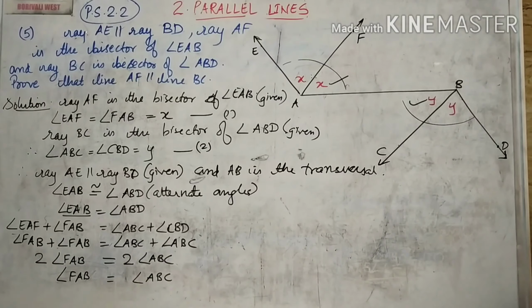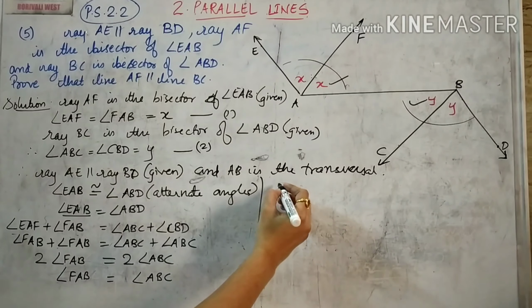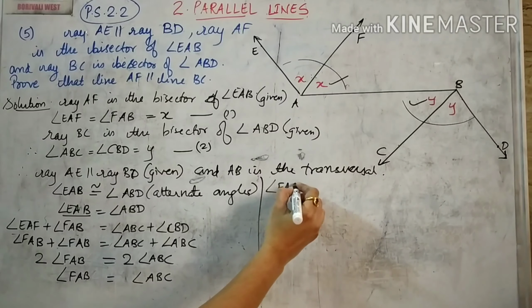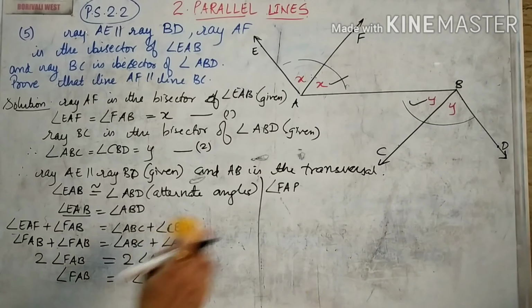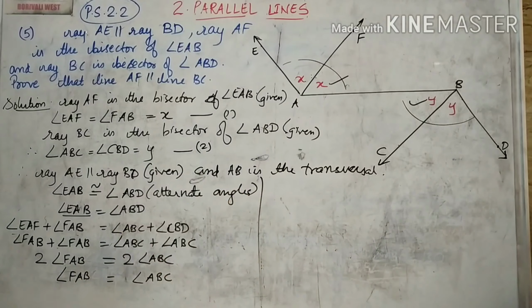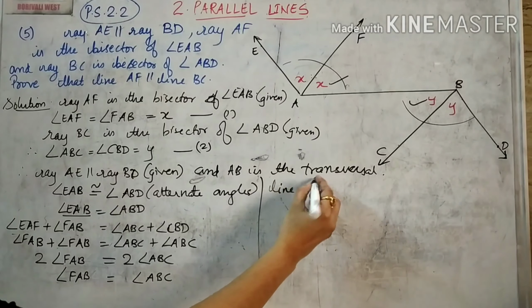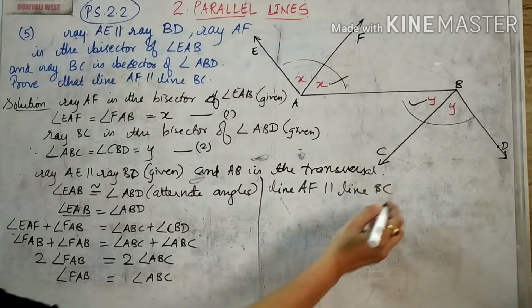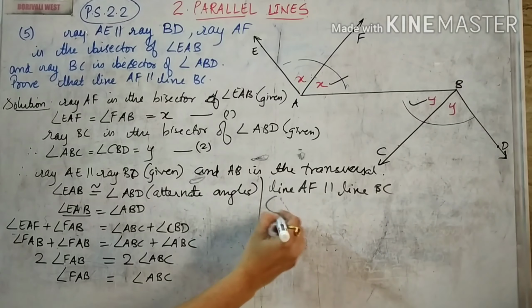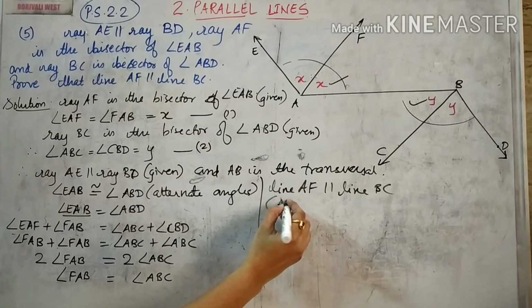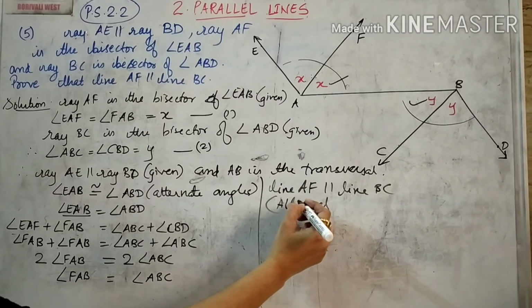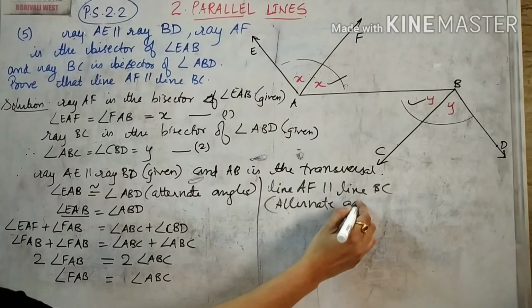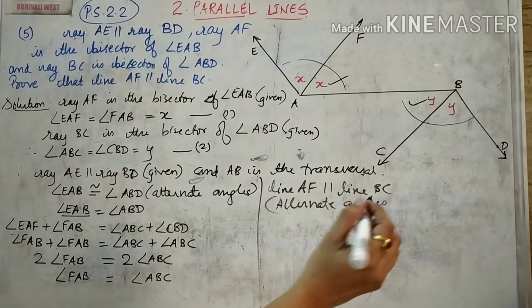So I will say in the next part that angle FAB, therefore, line AF is parallel to line BC, and the reason will be alternate angles test.